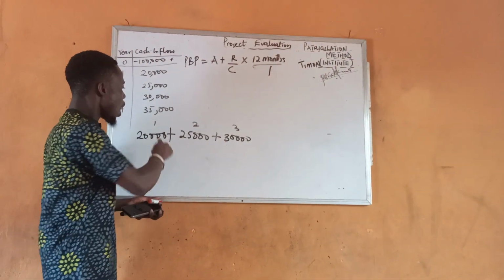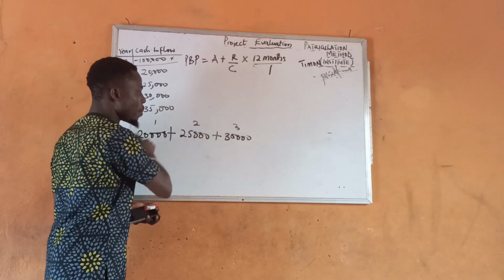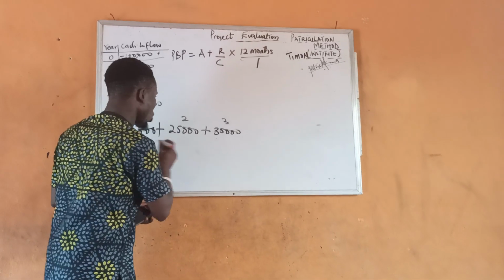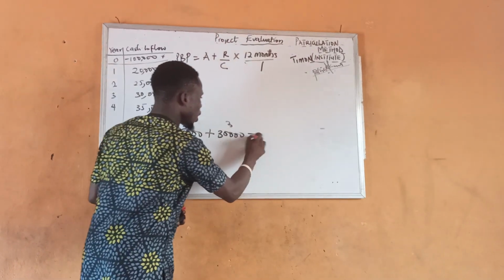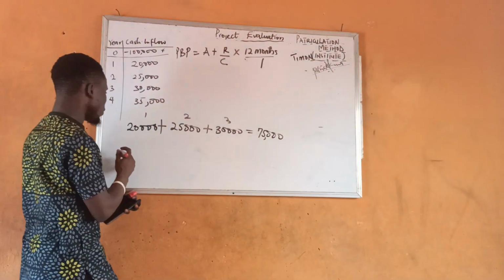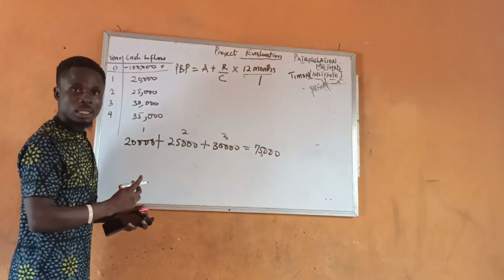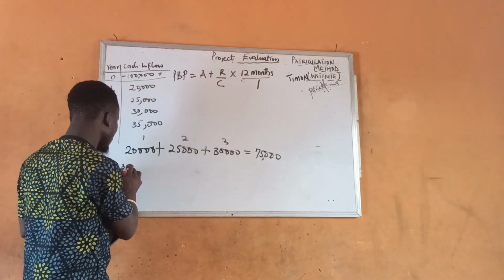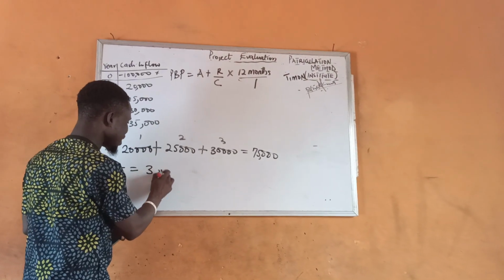So because of that, our A now is the amount recovered before the last year. This is a total of 75,000, which was made from 3 years. So it took us 3 years to get that. So my A here now becomes equal to 3 years.